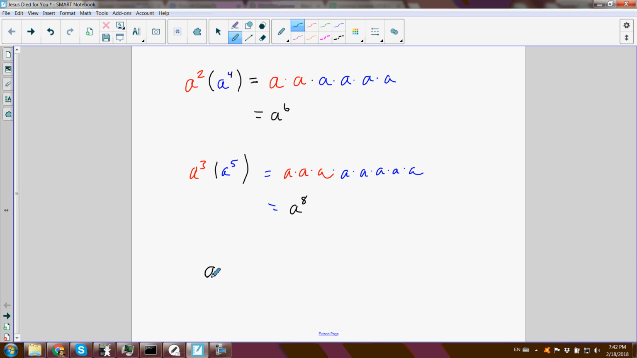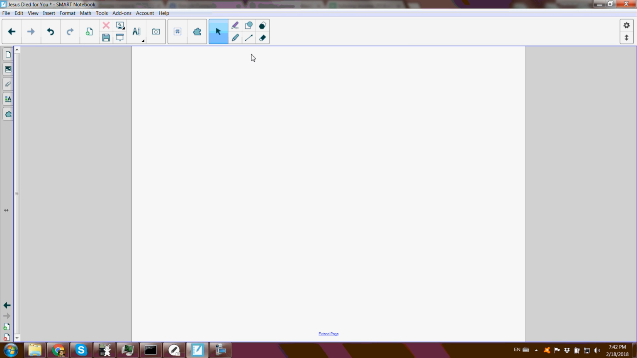The rule looks like this: a to the m power multiplied by a to the n power is a to the m plus n power. Piece of cake.